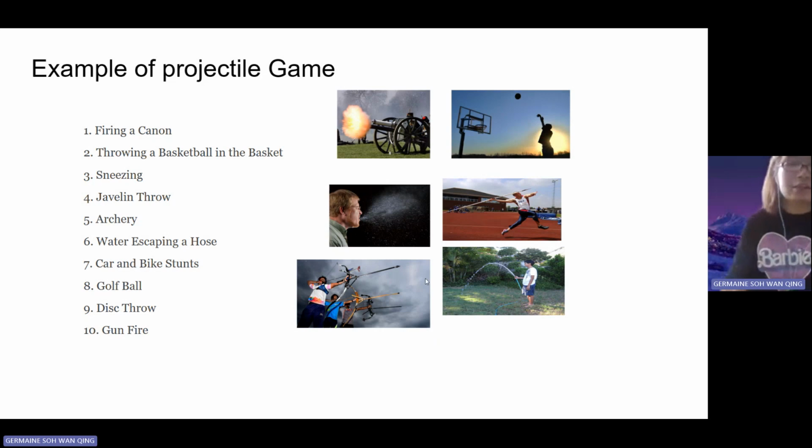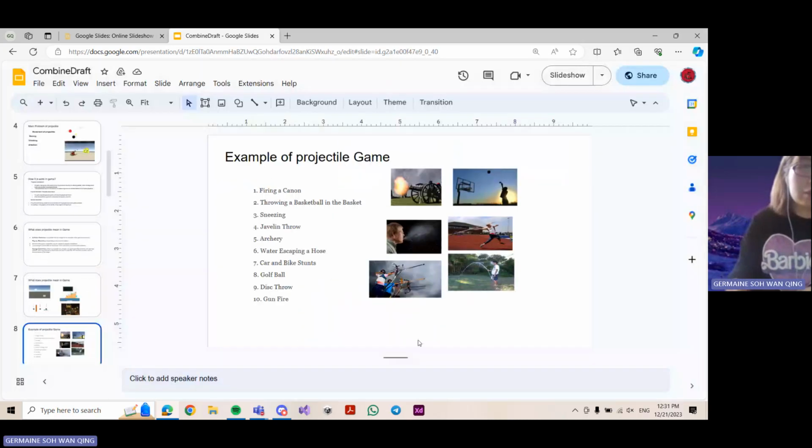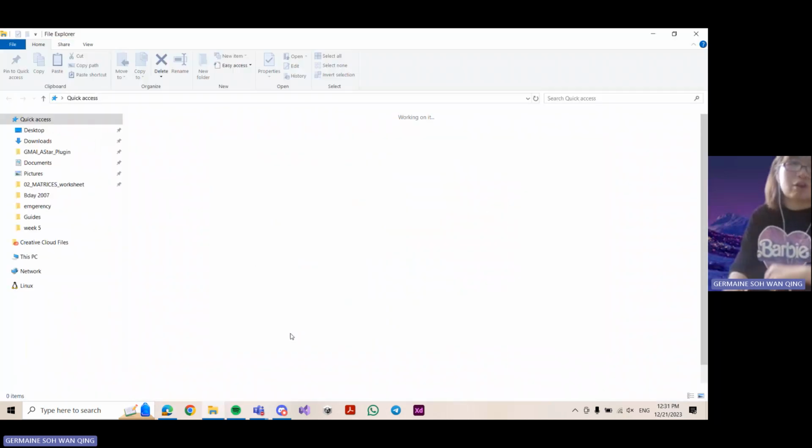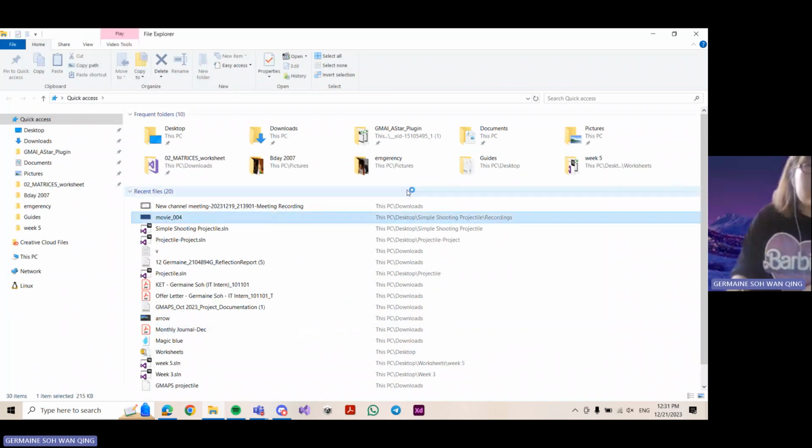And that's all for the theory slides. Next I will show you the example for Unity implementation.